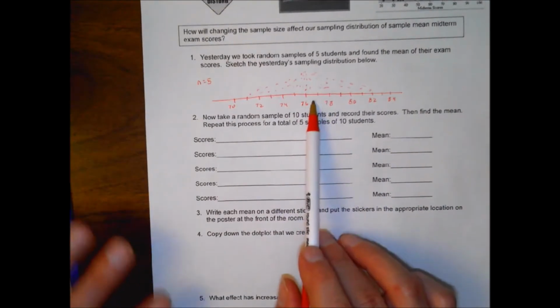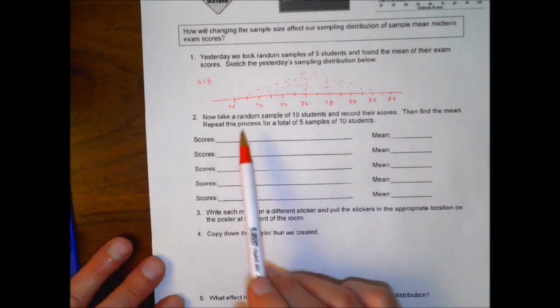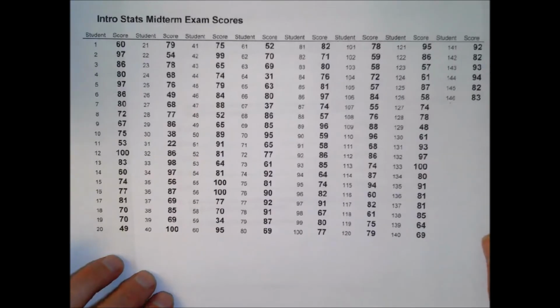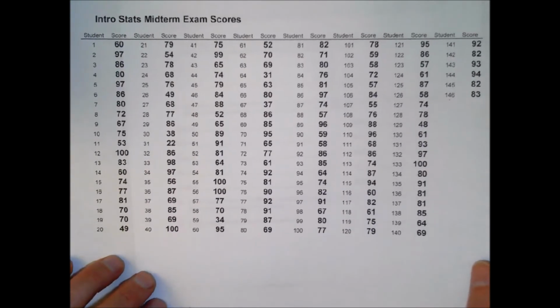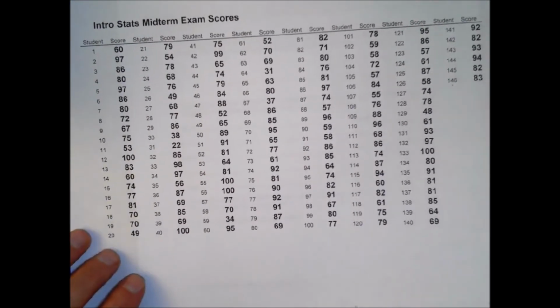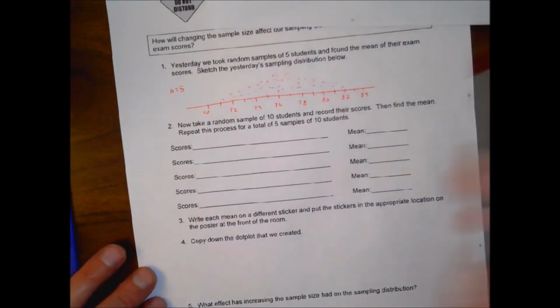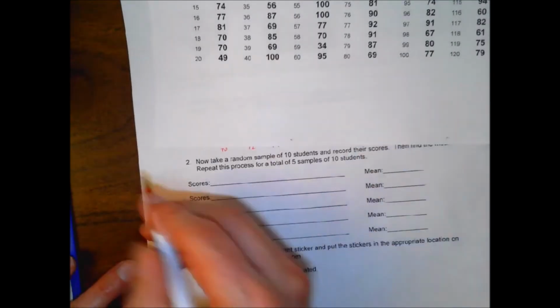Now let's say I did that a bunch of times. I did it a lot of different times, and I had you do it a bunch of times, and I had everyone in the class do it a bunch of times. How do you think it would be different than this? Here's when I chose a sample of 5. Here's when I chose a sample of 10. So if I take more in my sample, what's going to happen to this distribution?